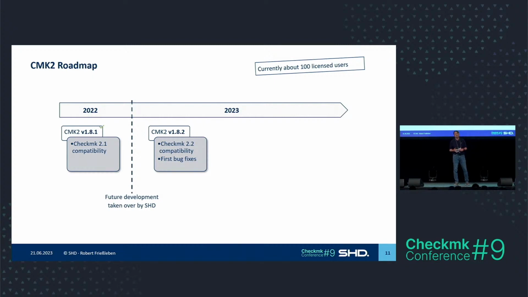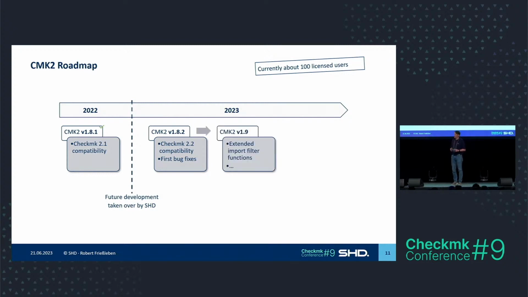So here we say goodbye Web API, hello REST API, which totally surprisingly was cut out in Checkmk 2.2. No, it wasn't surprising. Okay. Along with this compatibility, there are a lot of bug fixes.